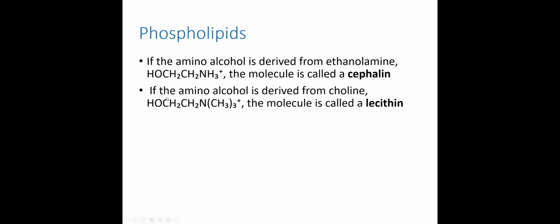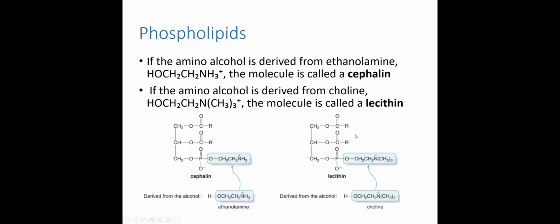On the other hand, we sometimes see amino alcohols that have a choline attached. You'll notice the main distinction here between the ethanolamine and the choline is that instead of having 3 hydrogens, choline has 3 methyl groups, and that will give us a phospholipid which is called a lecithin. And so you'll notice that in pretty much every other way, these structures are identical. They both contain a glycerol group with 2 fatty acids, a phosphate.